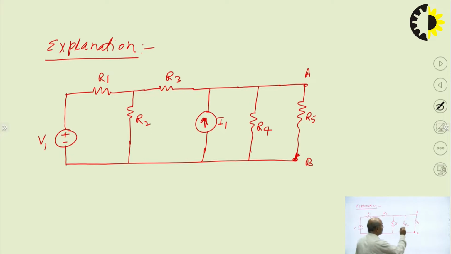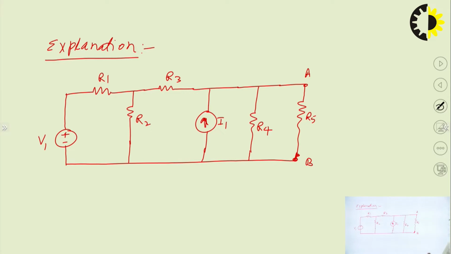Suppose we have to calculate the current in this R5, or branch AB. How to calculate the current? This job looks very tedious and very complex. So what we can do is apply Norton's theorem here. How do we apply Norton's theorem, or what does Norton's theorem say?